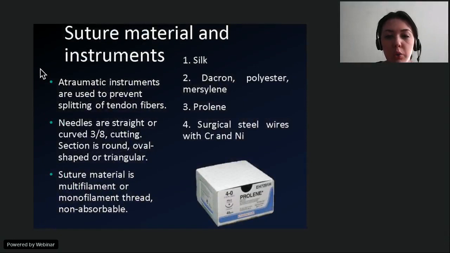So which suture materials and instruments are used? Certainly atraumatic instruments are used to prevent splitting of tendon fibers. Needles are straight or curved, 3/8, and they are cutting, not like in the nerve. The section is round, oval-shaped or triangular. Suture material is multifilament or monofilament thread, non-absorbable. Usually we use silk, dacron, polyester, mersilene, prolene, or surgical steel wires with chrome and nickel.